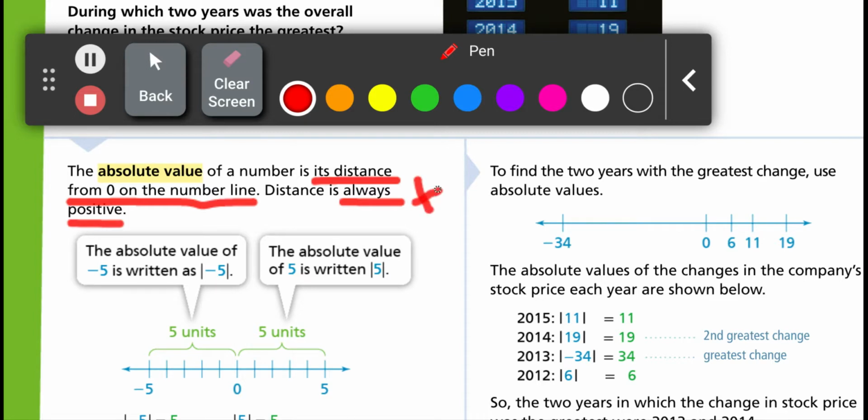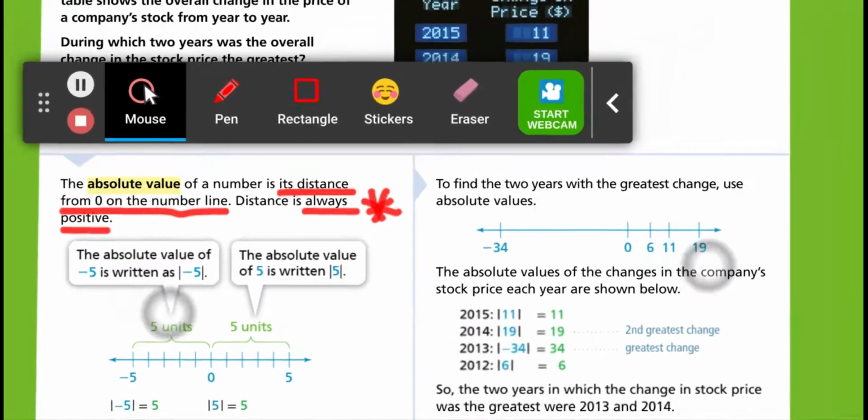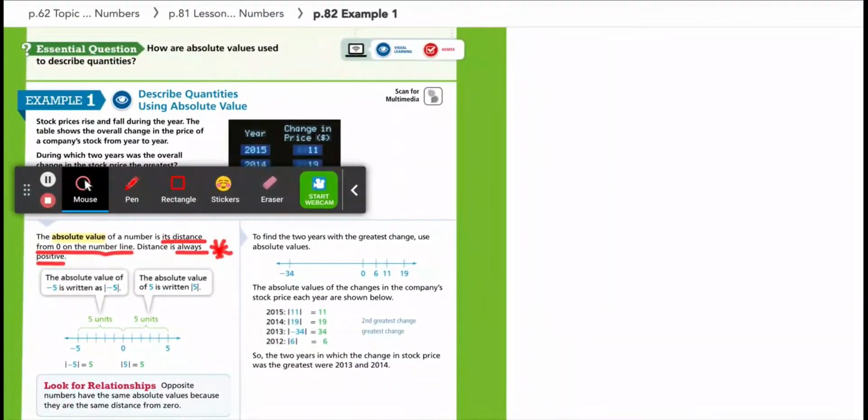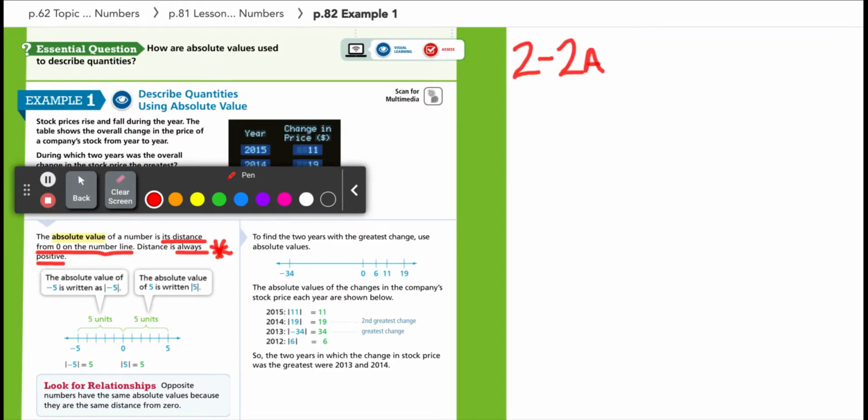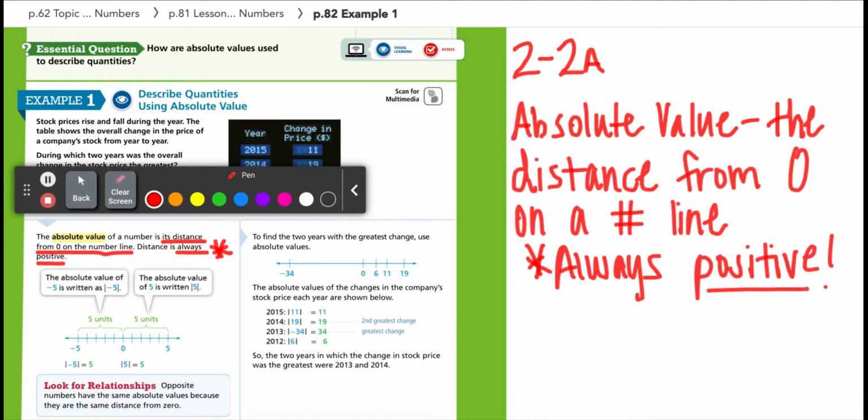So when we talk about absolute value, we are going to be finding how far away a number is from zero. And if you're talking about how far away something is from zero, you're talking about its distance. It is always going to be positive. So in your notebook, I want you to write this definition for absolute value. The absolute value is the distance from zero on a number line. And it's important for us to remember that absolute value is always positive.